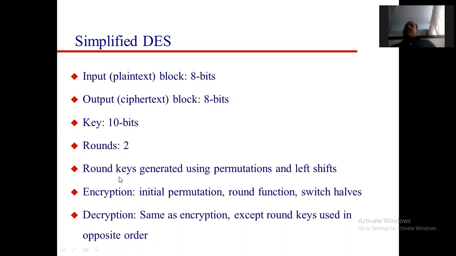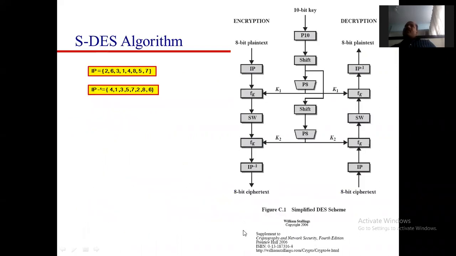And the round key is generated using permutations and left shifts. We know about permutations and combinations, so we'll see that in the example. Next we have the diagram and again the example. Encryption follows the initial permutation, round function, and again the switch. And the decryption is vice versa of this encryption, the same as encryption except the round keys are used in the opposite order. So this is the SDES algorithm. Okay, this is the diagram here.